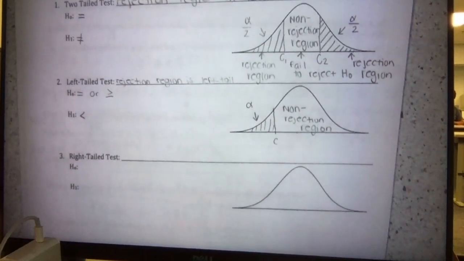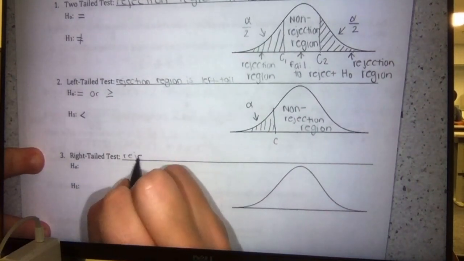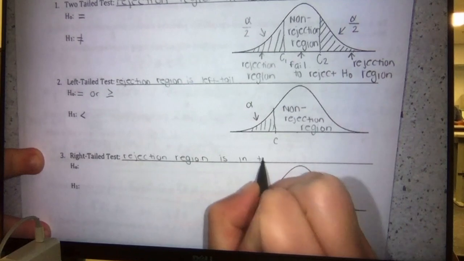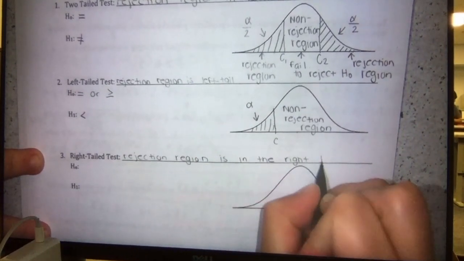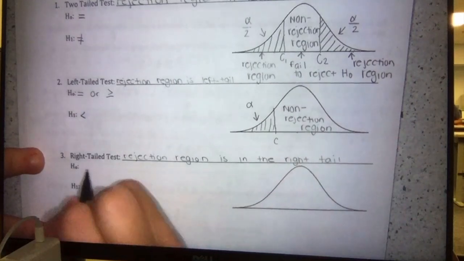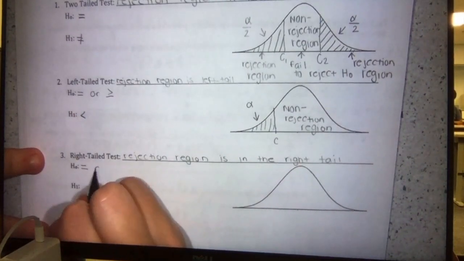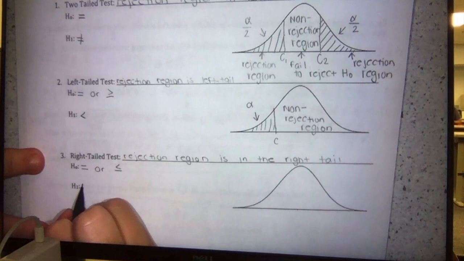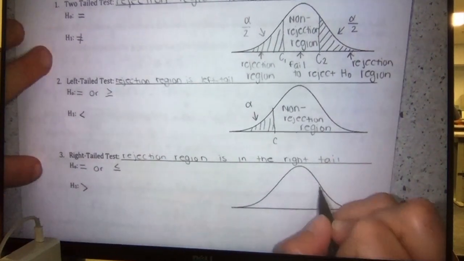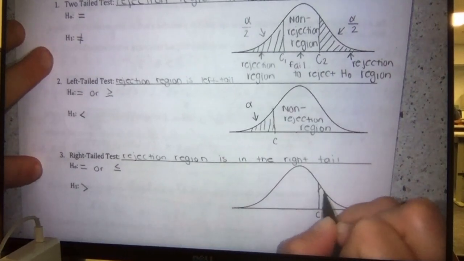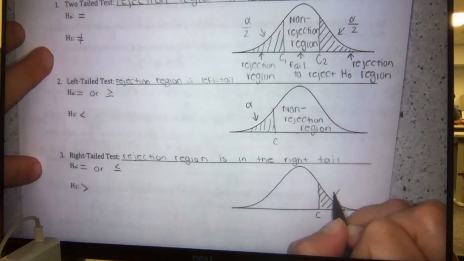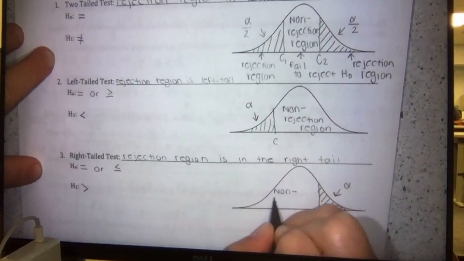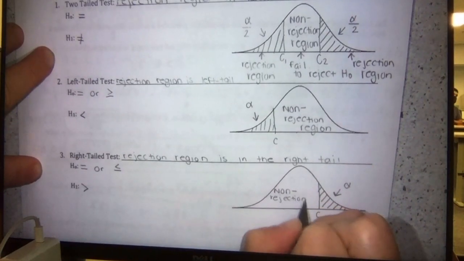And then last but not least is the right-tailed. So the rejection region is in the right tail. In this case, our null hypothesis either equals or is less than or equal to, and our alternative hypothesis is going to be greater than. So in this case, our critical value is on the right side, so that will give us that right tail test. There's only one tail, so this whole thing is going to be alpha. And then the non-shaded region is our non-rejection region.